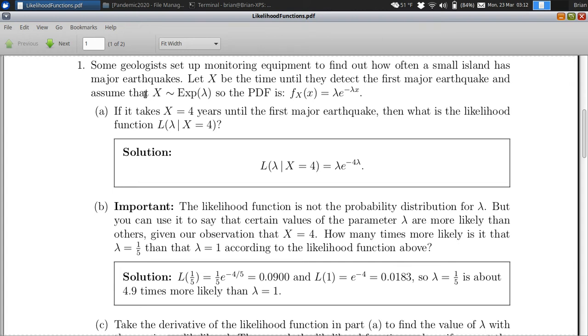Okay, I'm going to walk through how to solve some of the problems from the workshop on likelihood functions. I'll assume you've read all the notes, and I'm just going to start with problem number 1 here.